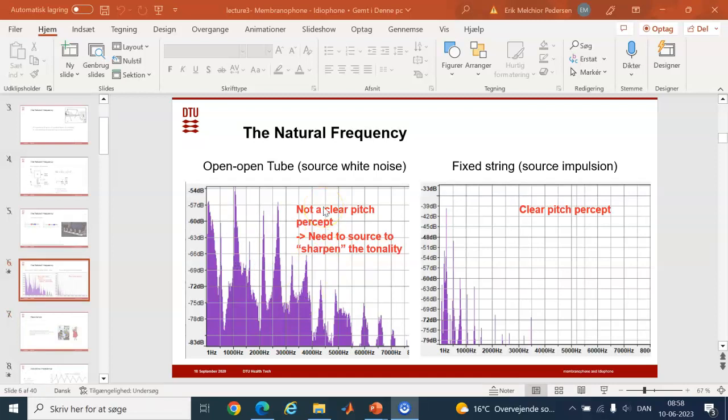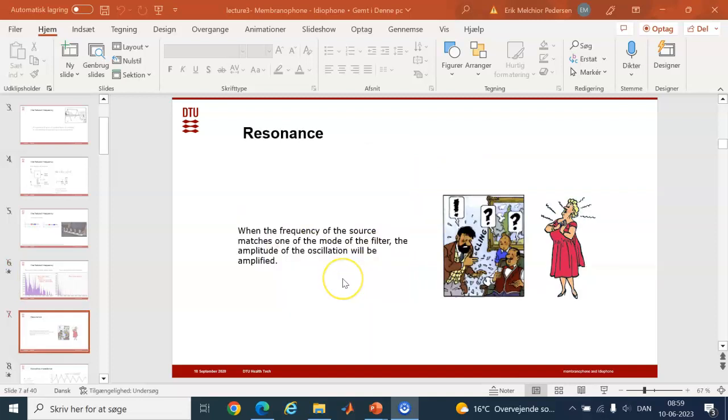Then we have the natural frequency. An open tube source is white noise, not a clear pitch percept, so it needs a source to sharpen the tonality. Here, a fixed string, the source impulsion, gives a clear pitch percept. When the frequency of the source matches one of the modes of the filter, the amplitude of the oscillation will be amplified.